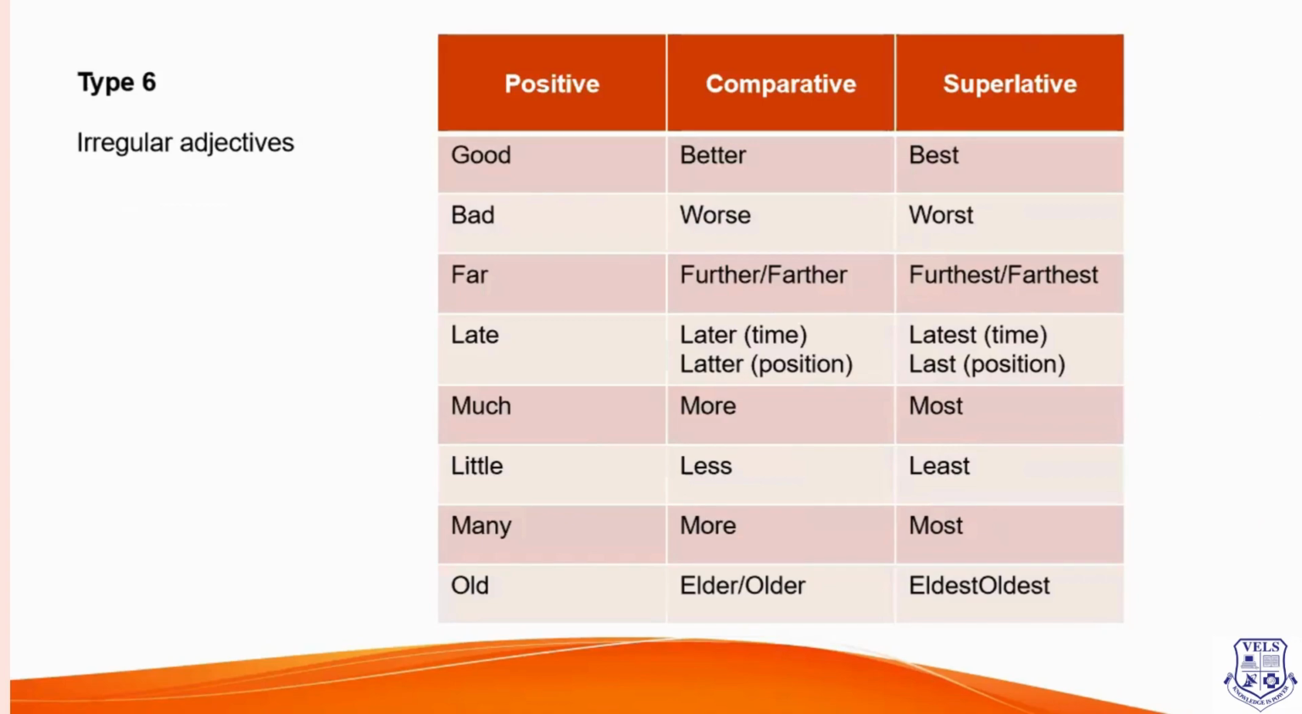The next type is the irregular adjective. Irregular adjectives take a complete transformation when they convert into comparative degree and superlative degree. For example, good changes into better in a comparative degree and best in case of superlative degree. Similarly, bad changes into worse and worst. Far, further, furthest. Sometimes farther or farthest. Late, later, latest. When we specify time it's later, and when we specify the position, then it's later or last. Much, more, most. Little, less, least. Many, more, most. Old, older or oldest, or sometimes elder or eldest.